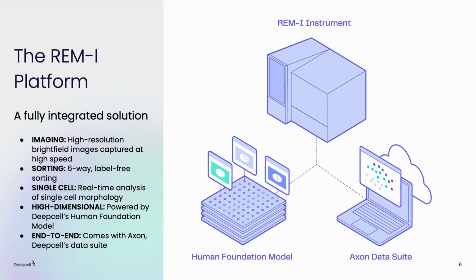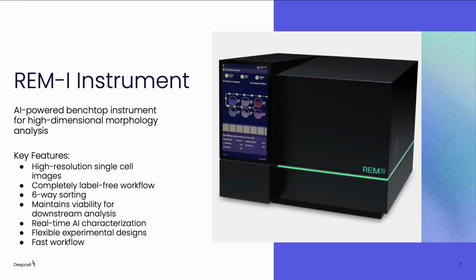Now, let's dive into each of these components a little bit more. The REM-I benchtop instrument is where samples are loaded onto an imaging or sorting chip, and while in flow, high-resolution bright field images are taken of each cell in a sample. The real-time analysis provided by the AI means that the workflow is fast and able to sort viable cells into 6 different collection wells. This completely label-free workflow is gentle and maintains cell viability for downstream functional analysis.